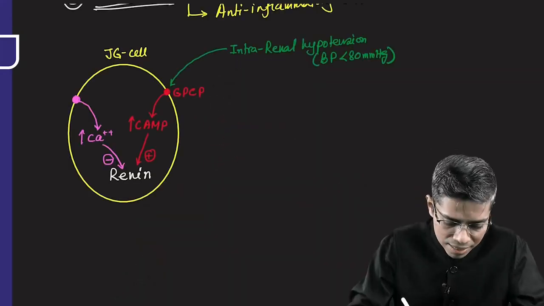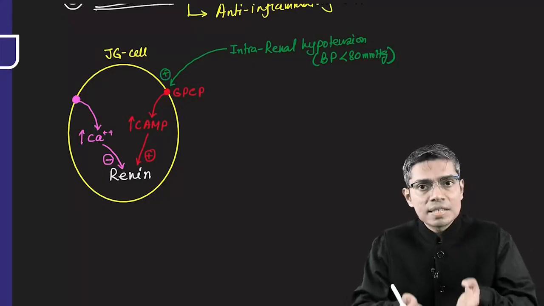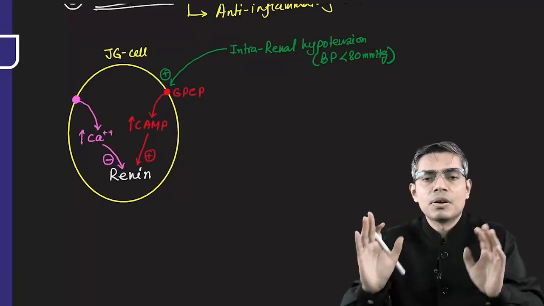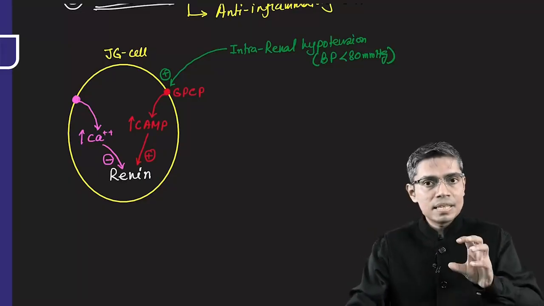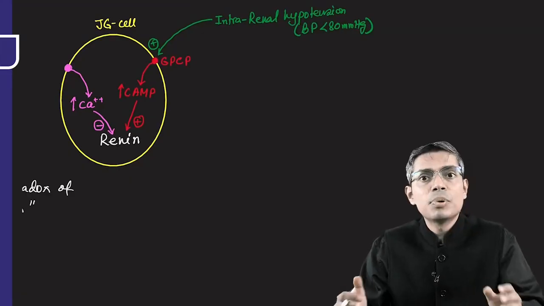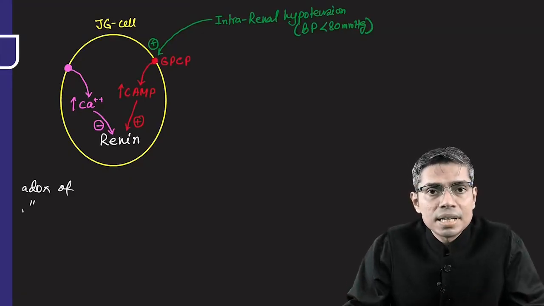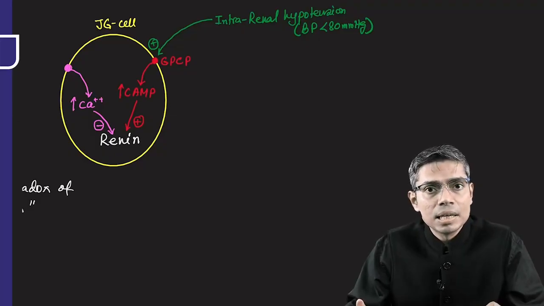Now, how this intrarenal hypotension is secreting renin, the exact mechanism is not known, but the proposed theory is that it acts on the GPCR receptor, which increases the cAMP, and that cAMP causes degranulation from the cell. Getting my point? So, this JG cell is basically sensing the hypotension, pressure, right? And that's why I told you the JG cell is known as the intrarenal baroreceptor.